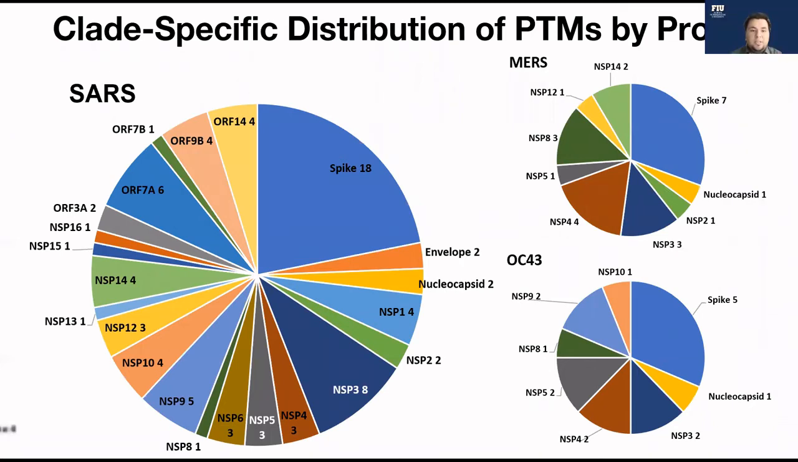Here we can see how the SARS clade has a wider distribution of PTM sites across all of the proteins compared to the MERS and OC43 clades. This means more viral proteins in the SARS clade may be modified than the other 2 clades.